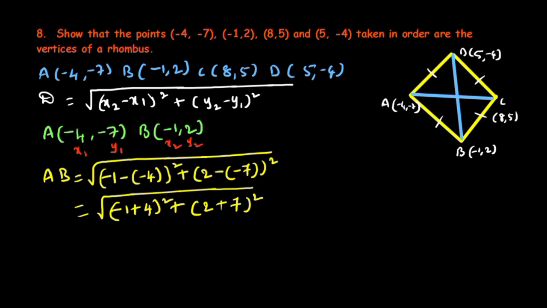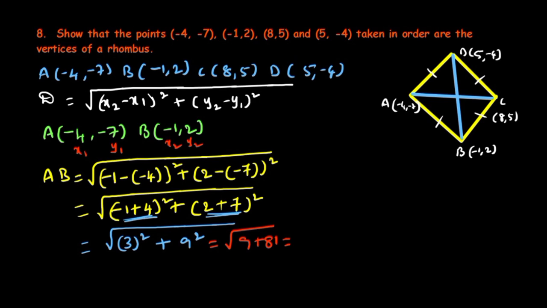So that we get here the root of 3 square, because here you can observe 4 minus 1 is 3, and here 2 plus 7 is 9 square. So it is equal to the root of 9 plus 81, that is root of 90. If you want to write it further, root 90 we can write as 9 into 10, so root 9 is 3, the answer is 3 root 10 units. Okay, so this is the side AB.